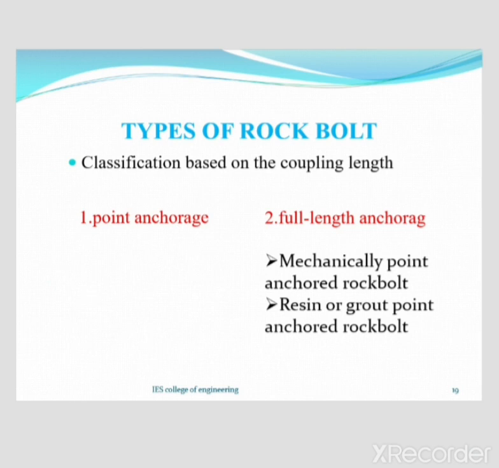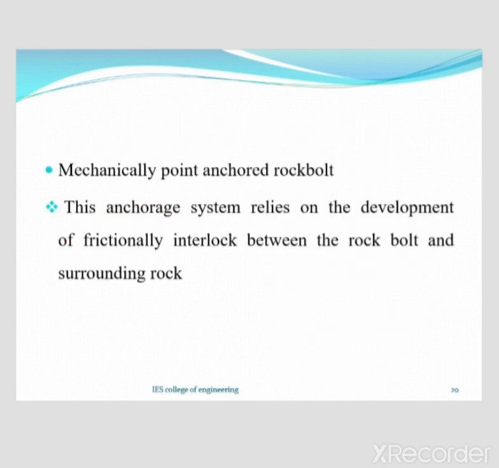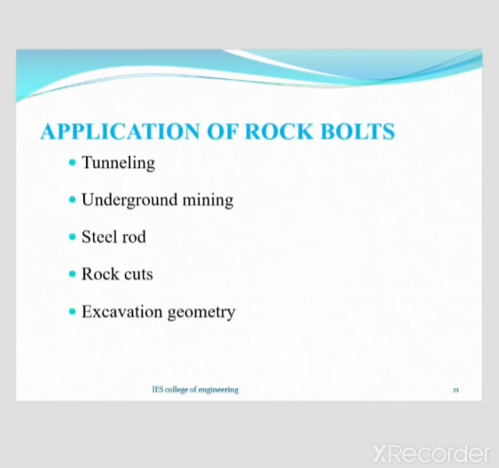The classification of rock bolts based on the coupling length may be classified into two types: point anchorage and full length anchorage. The point anchorage is classified into mechanically point anchored rock bolt and resin or grout point anchor bolt. Mechanically point anchored rock bolt is an anchorage system based on the development of frictional interlock between the rock bolt and the surrounding rock. Different types of applications are used for rock bolts, such as tunneling, underground mining, rock cuts, excavation, and etc.